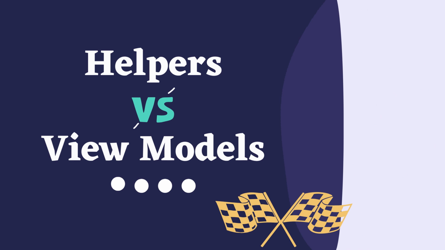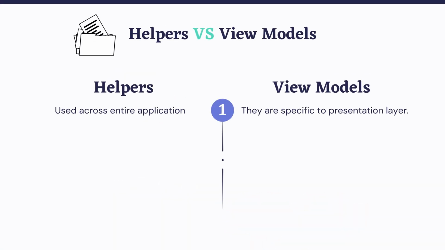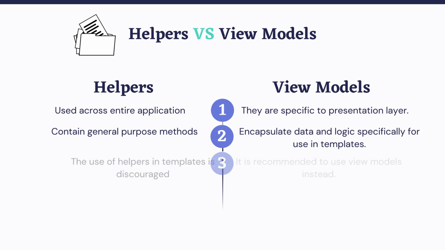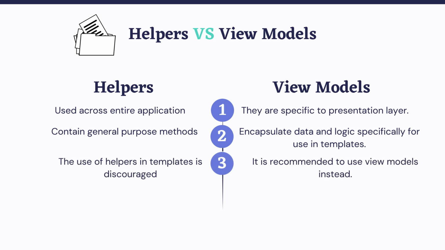So the question arises, what could be the main difference between the two? Let's find out then. Helpers are used across the entire application, while view models are specific to the presentation layer. Helpers contain general purpose methods, but the view model encapsulates data and logic specifically to be used inside the template. Magento discourages the use of helpers, and view models are more recommended.